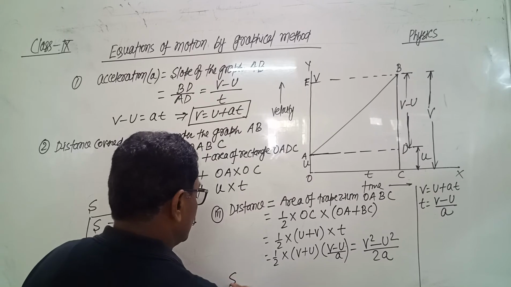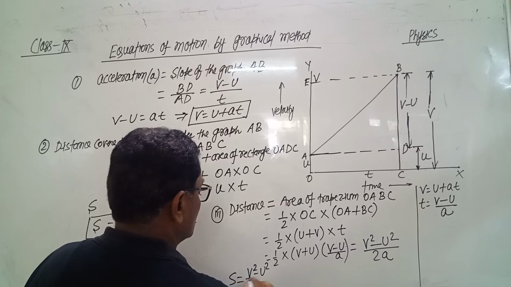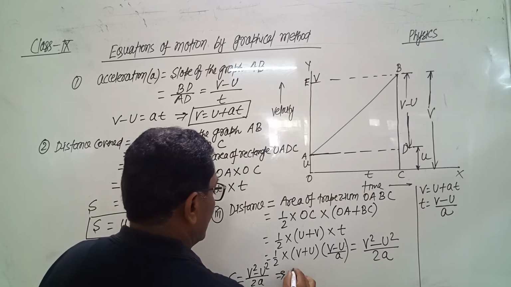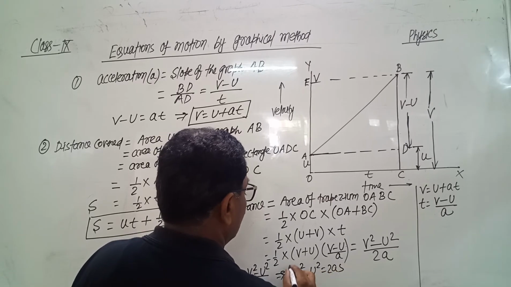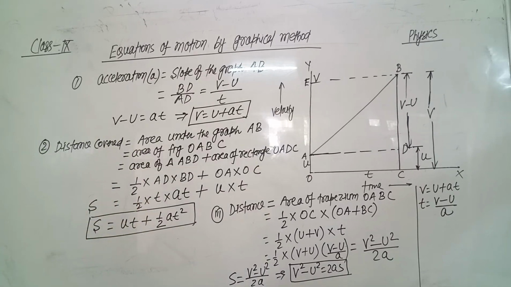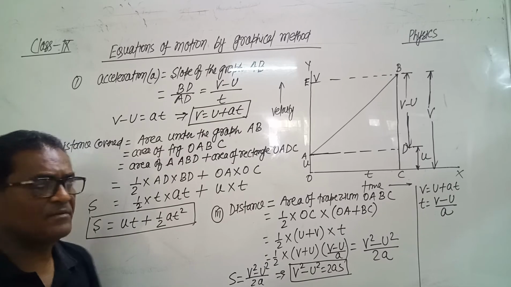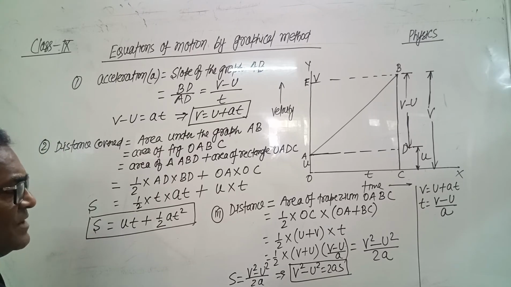So the distance S comes to be (V square minus U square) upon 2A, and by cross multiplication we get V square minus U square equals 2AS. So this is the third equation of motion: V square minus U square equals 2AS. So this is the way to derive the equations of motion by graphical method.